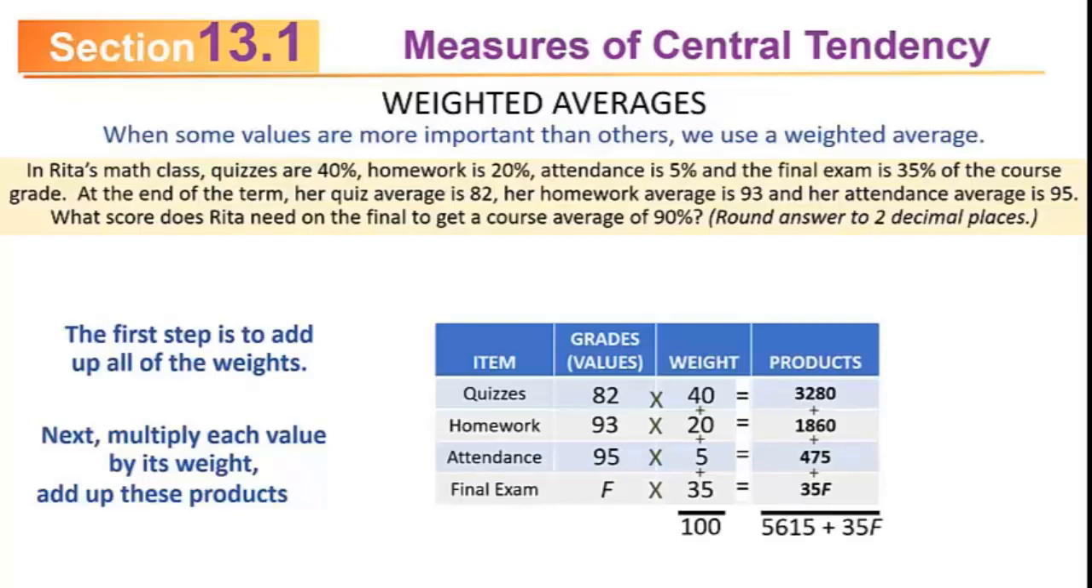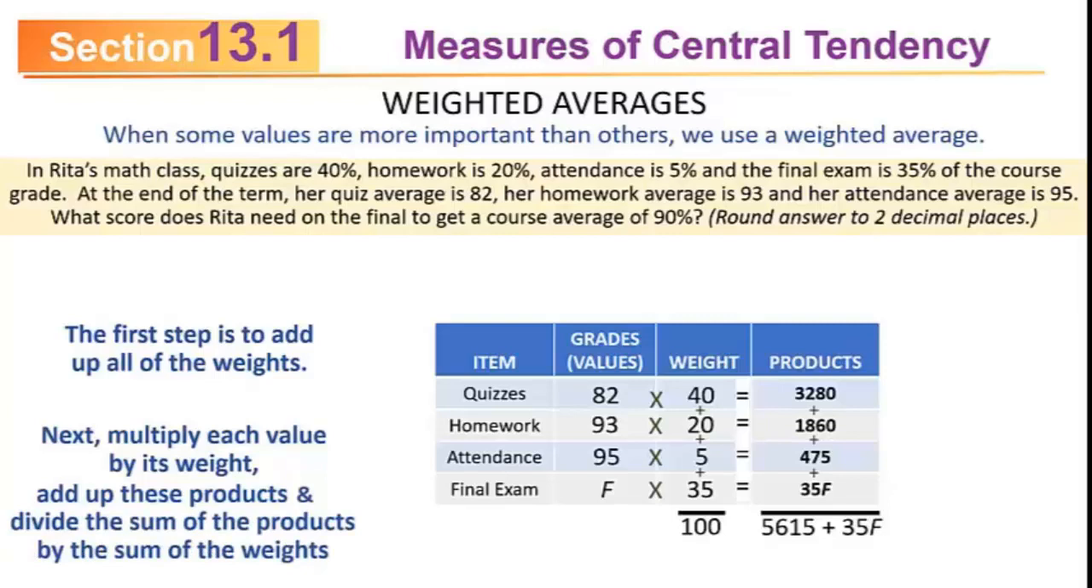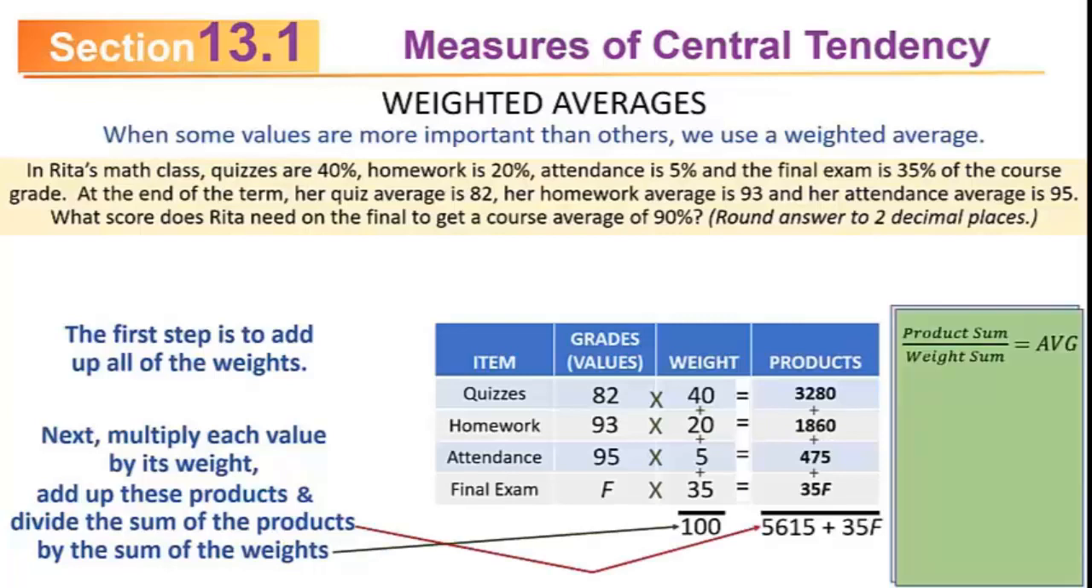5,615 plus 35F. Now the last step in doing a weighted average is to divide the sum of the products by the sum of the weights. In other words, the number at the bottom of the last column divided by the number at the bottom of the next to last column. And that quotient gives you the weighted average that you're looking for. So in our case, that would be 5,615 plus 35F divided by 100 is equal to the average we want to come up with, which is a 90.